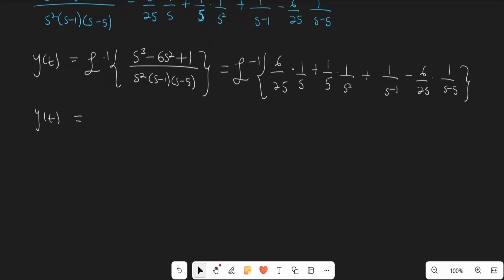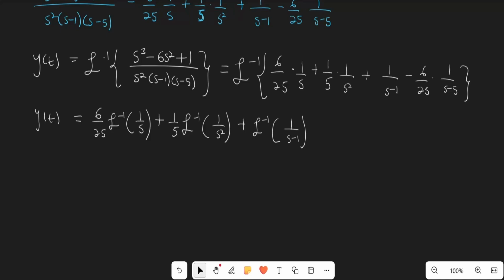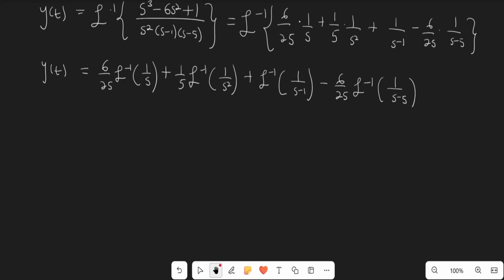So our solution is just the Laplace inverse of this guy, which is, the first one is going to be 6 over 25. We are going to have the Laplace inverse of 1 over s. Very simple. Plus 1 over 5 is a constant. We are going to have the Laplace inverse of 1 over s squared. The next one is going to be plus the Laplace inverse of 1 over s minus 1. Next one is going to be minus 6 over 25, a constant, then the Laplace inverse of 1 over s minus 5, like this. So now we know all this.